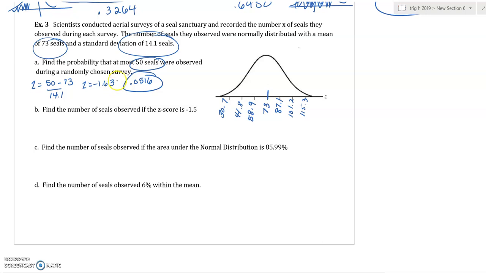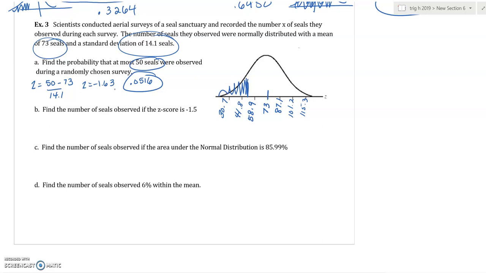And notice you could find a z-score associated with that of negative 1.63. So again, 50 seals, that would be right about here somewhere. And I want to say at most, so that's 50 seals or less. So the number associated with the Z value of negative 1.63 on the Z table is 0.0516. So that means that the probability is 5.16%.